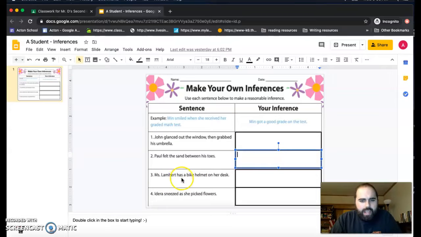Miss Lambert has a bike helmet on her desk. This is an interesting one. I want to see where you guys go with it. Make an inference about that sentence. Why might she have a helmet on her desk?